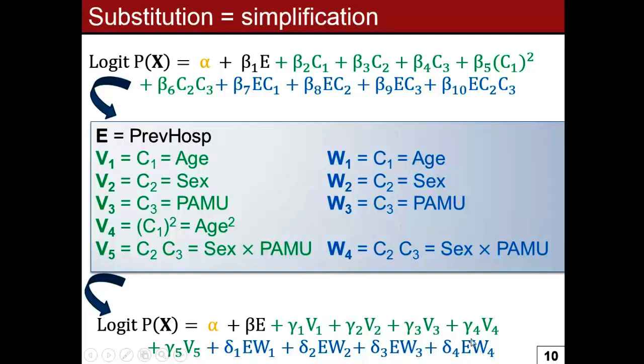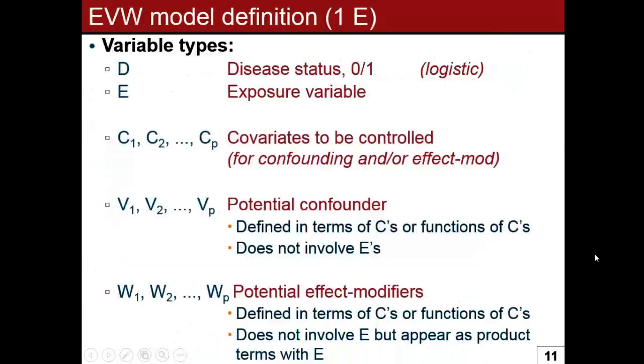And then here we have a single W4 that, by the way, represented 2 other variables in there, C2 and C3, but now it's just a simple E times W4. Same model, same idea, but we've simplified the notation, or streamlined the notation a bit.